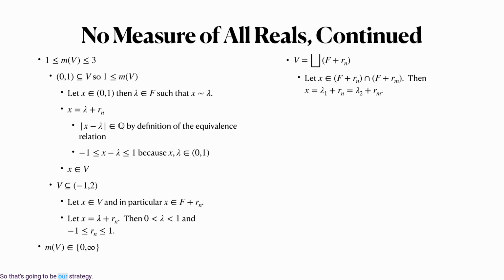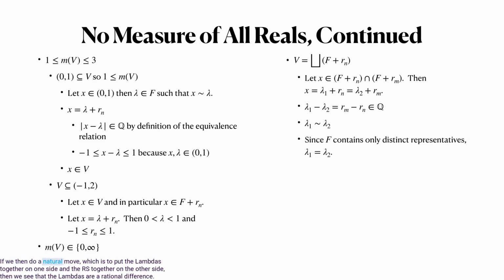Okay, so that's going to be our strategy. We assume that there is some element in the intersection of two feathers and show that the two feathers must be equal. To get started, we let x be in the intersection. By definition of the first feather, x is lambda plus r sub n. By definition of the second feather, x is lambda prime plus r sub m. Now use transitivity of equality. If we then do a natural move, which is to put the lambdas together on one side and the r's together on the other side, then we see that the lambdas are a rational distance apart. Since they're in the interval from 0 to 1, then they must be equivalent.